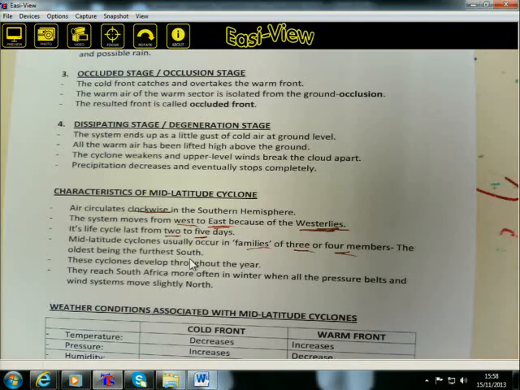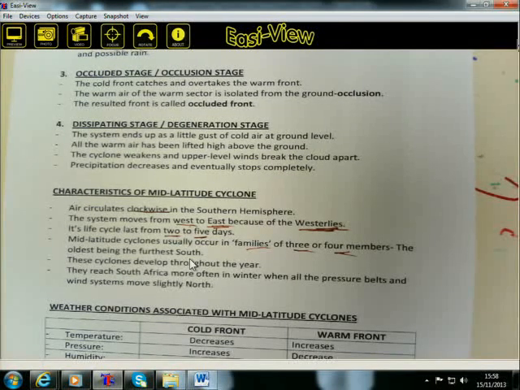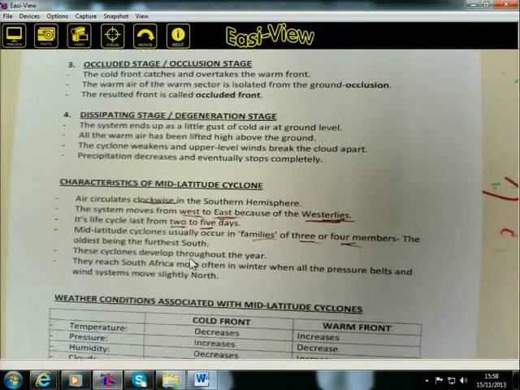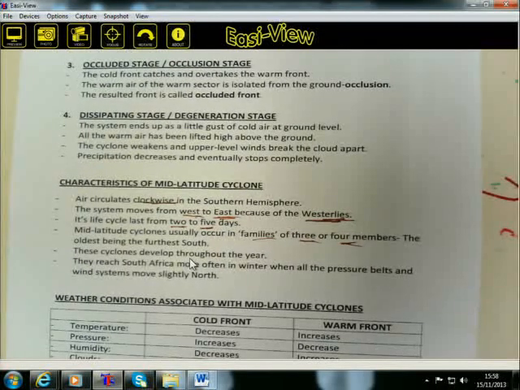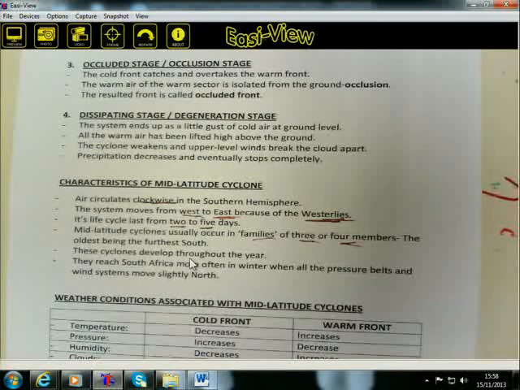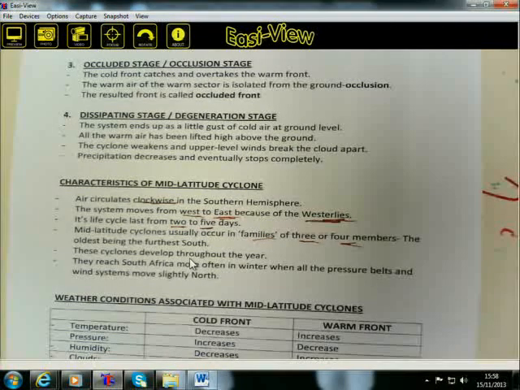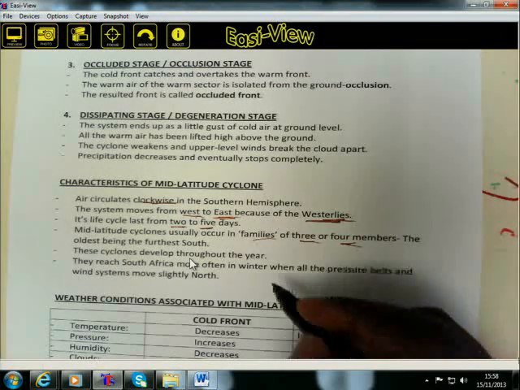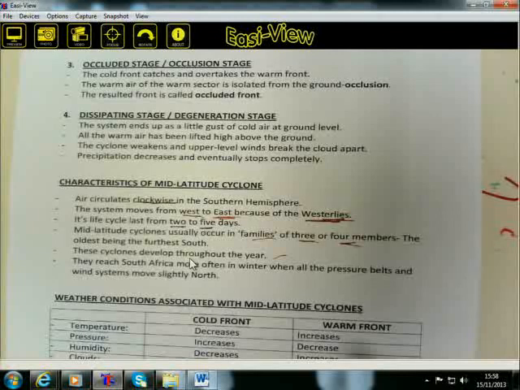As we can see. The other point about the mid-latitude cyclones is that these cyclones develop throughout the year. The mid-latitude cyclones take place or develop throughout the year. In summer, they are there, and in winter, they are there.